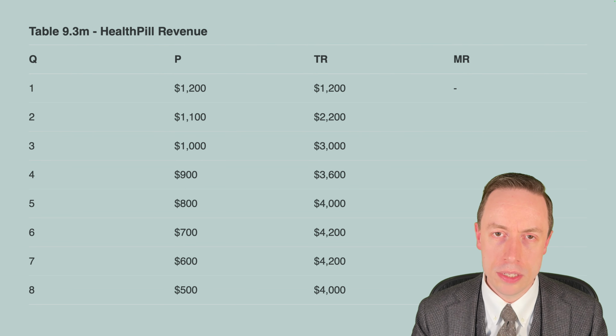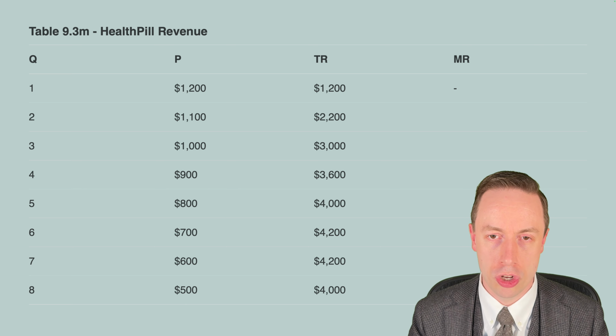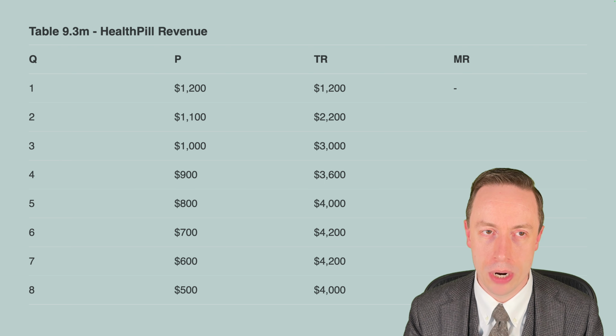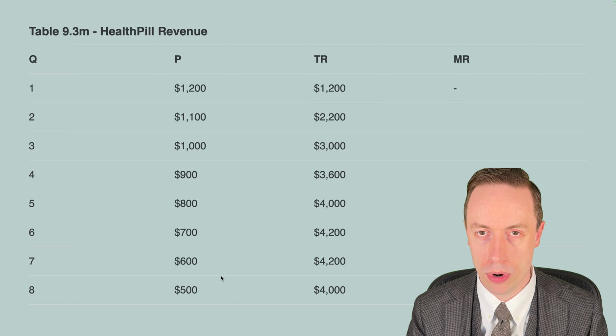So here is a hypothetical company, Health Pill, and just to keep the math simple here, the quantities are just going to range from 1 to 8. But because this company faces the entire market demand curve, you can see that the price at which their pill sells is not constant. If they want to sell a greater quantity of pills, they have to charge a lower price. We're looking at the entire market demand curve.